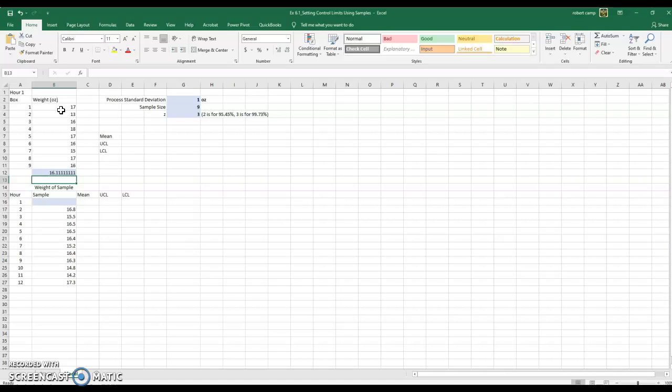It goes on forever. We do that each hour: 1, 2, 3, 4, all the way to 12. I've already filled in the data here, so we're not going to have to average each one, but you would do this for hour 2. When they did hour 2, they got 16.8 ounces. When they did hour 3, they got 15.5, and so on.